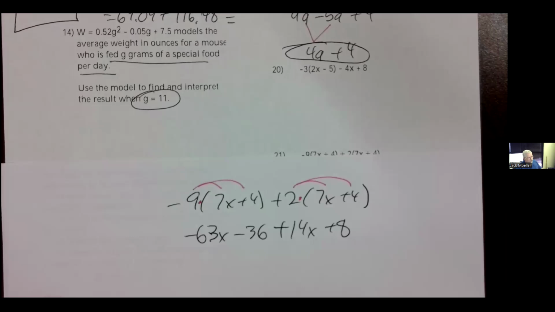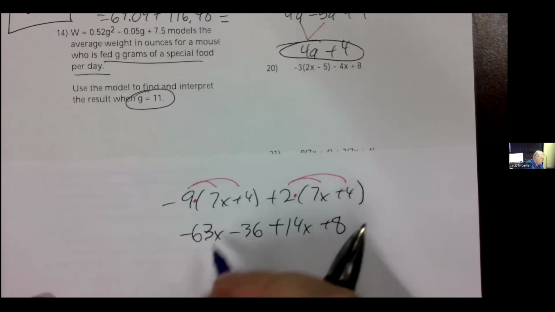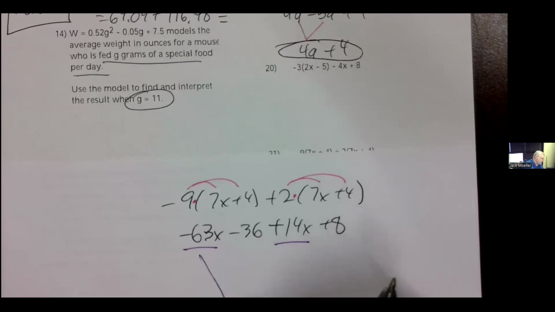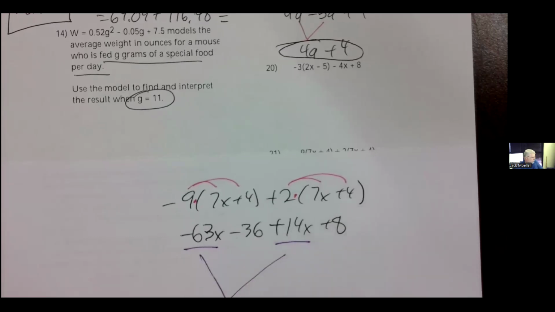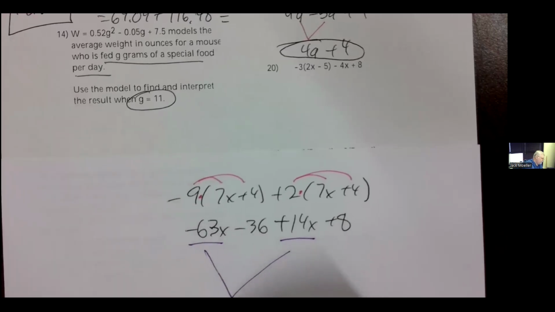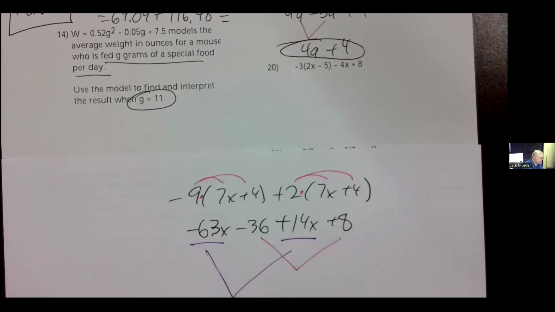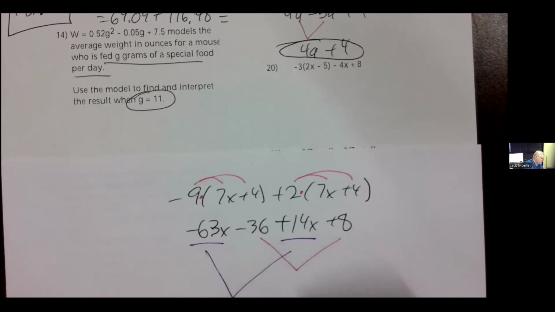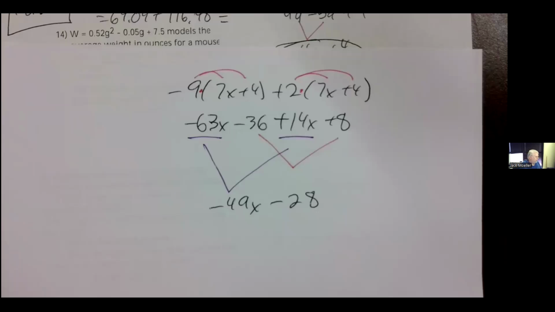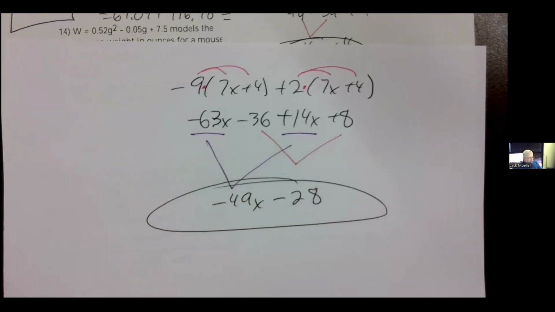So when you're doing problems like this, you do your distribution first, and then adding, subtracting, combining like terms second, because distribution is the higher order. And now we combine our like terms. So we have negative 63x plus 14x. Those are opposite signs, so now we're subtracting. So we're going to get negative 49x. And then we have negative 36 plus 8. Again, we're subtracting, bigger number's negative, so minus 28. Those are unlike terms. So you're done.